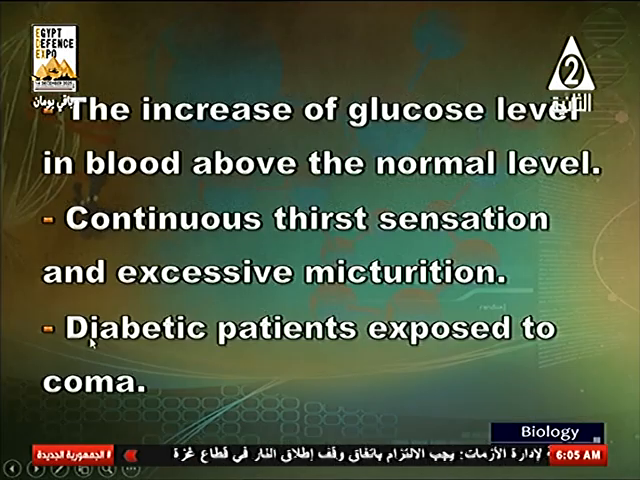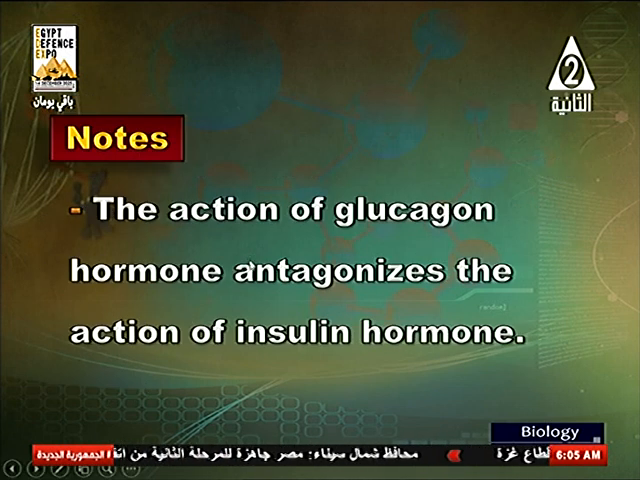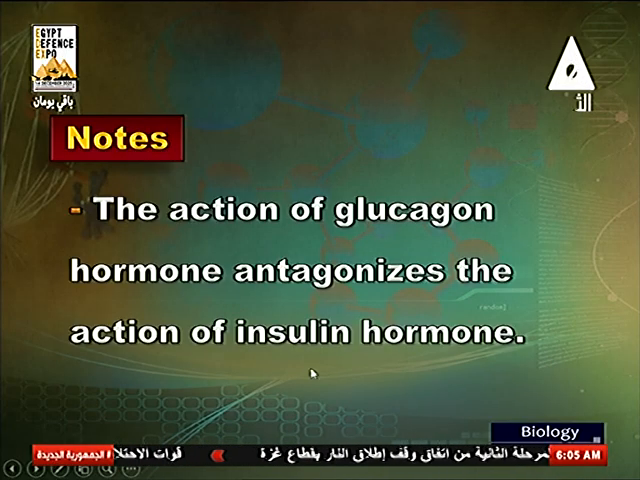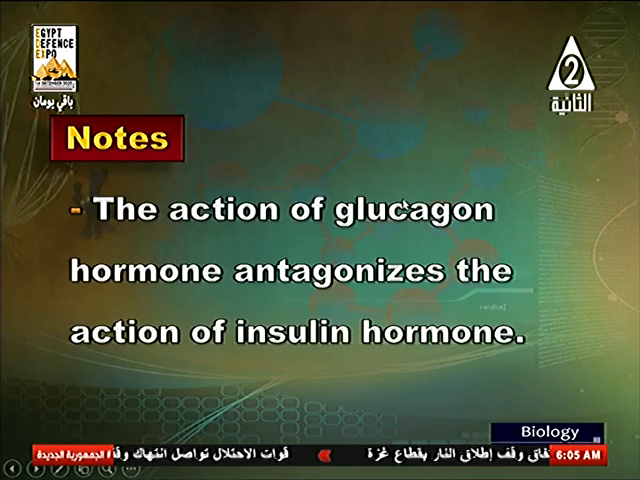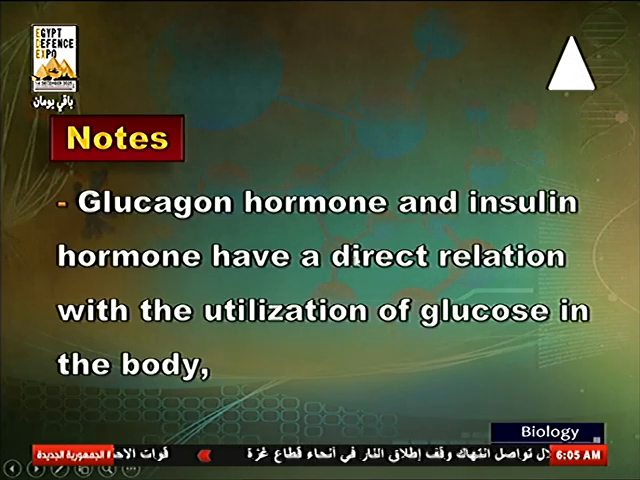Diabetic patients are exposed to coma, which means غيبوبة. The action of glucagon hormone antagonizes the action of insulin hormone. Each one has a function opposite to the other one. Glucagon hormone's function differs from, or is opposite to, the function of insulin hormone.